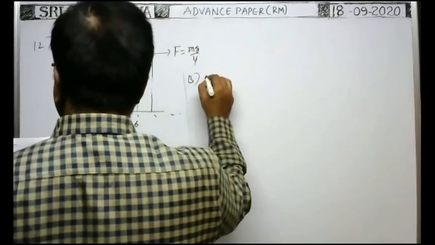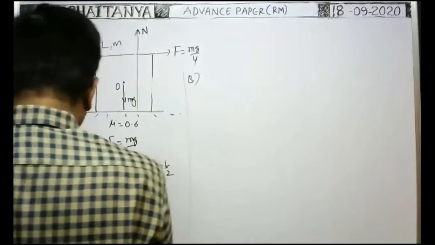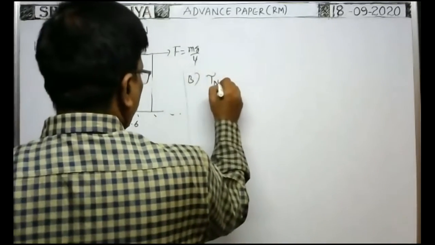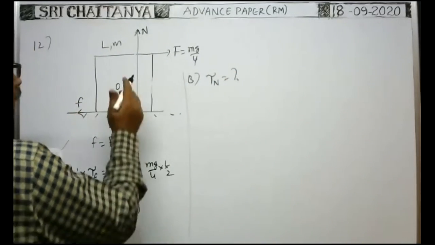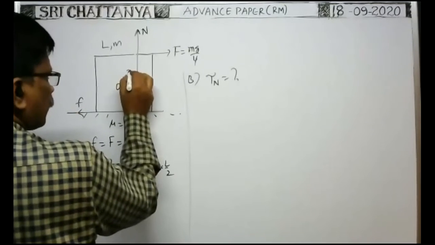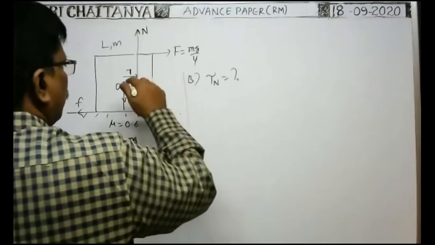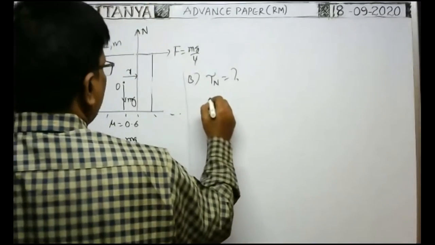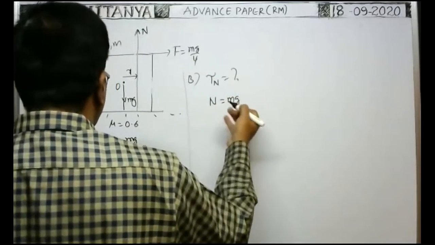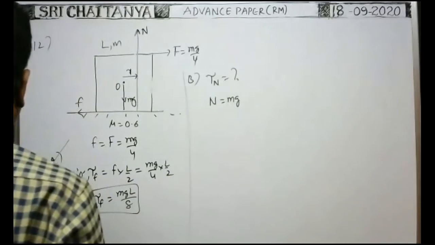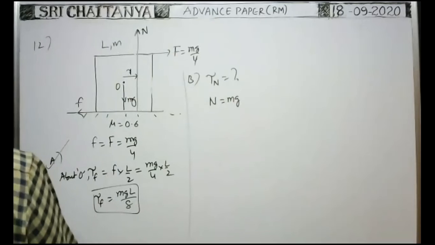Here weight mg acts vertically downwards, and normal reaction acts in the upward direction. They asked the torque due to normal reaction, we have to find, that is very, very important. In order to find the torque due to normal reaction, first we have to find up to what distance x the normal reaction shifts from the center. First of all, in the upward direction normal reaction acts, and in the vertically downward direction only weight acts. That's why normal reaction is equal to weight only.